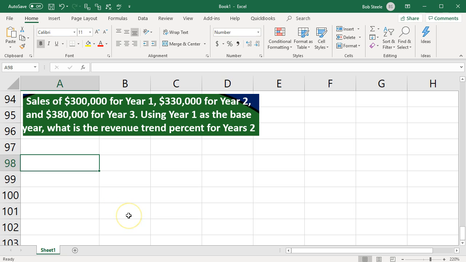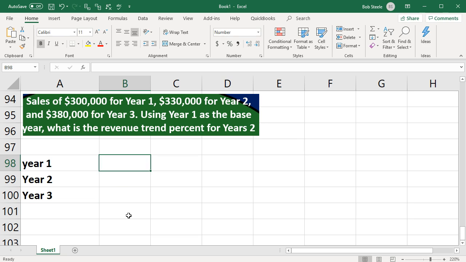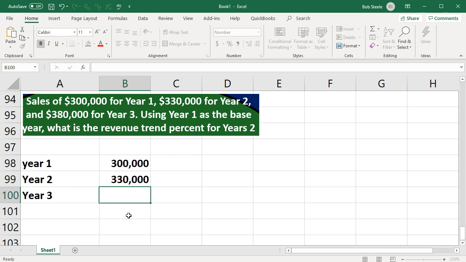Here we are. Let's write down our data. I typically like to write it down vertically oftentimes. So we're going to say year 1. We've got year 2. We've got year 3. And we're going to be putting in our information. Then we have the 300,000 in year 1, the 330,000 in year 2, and 380,000 in year 3.